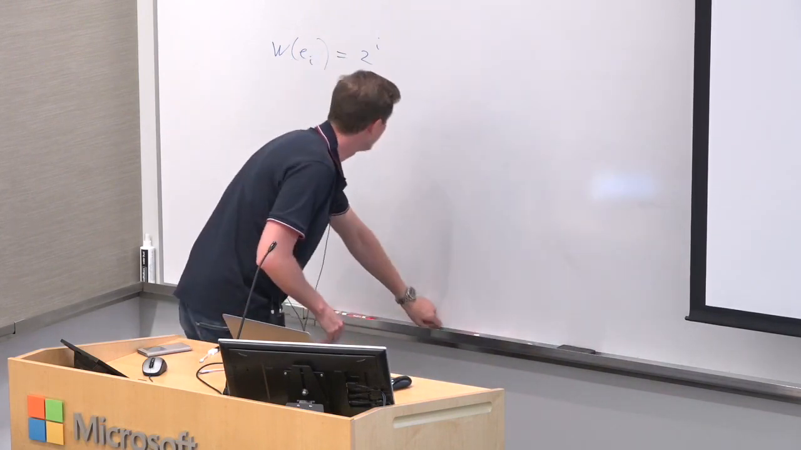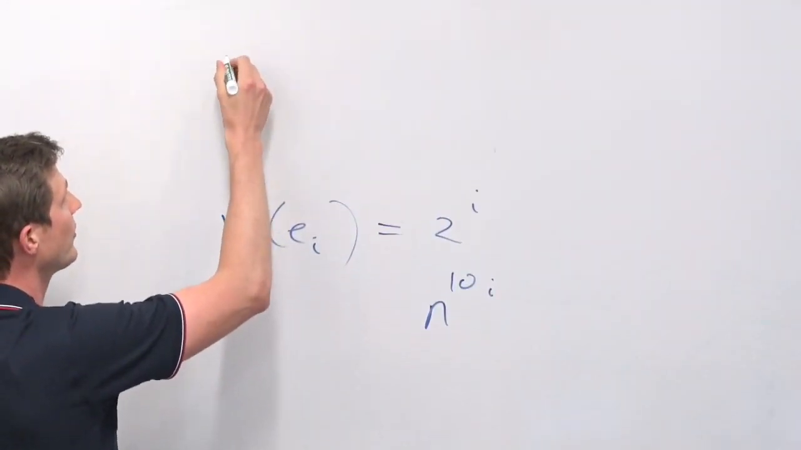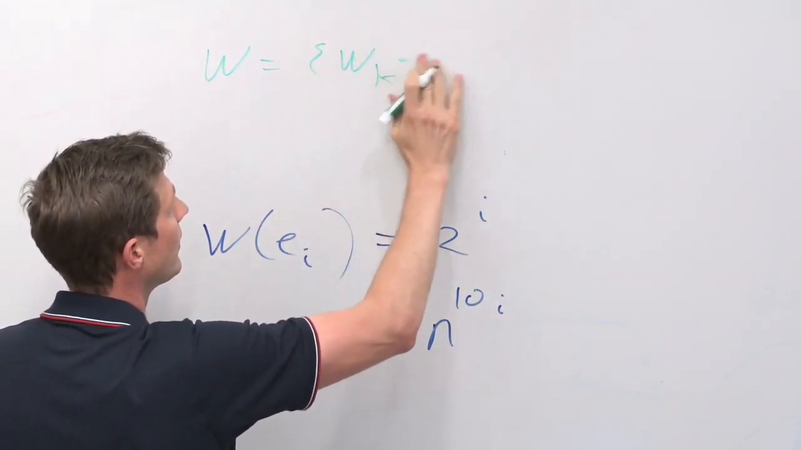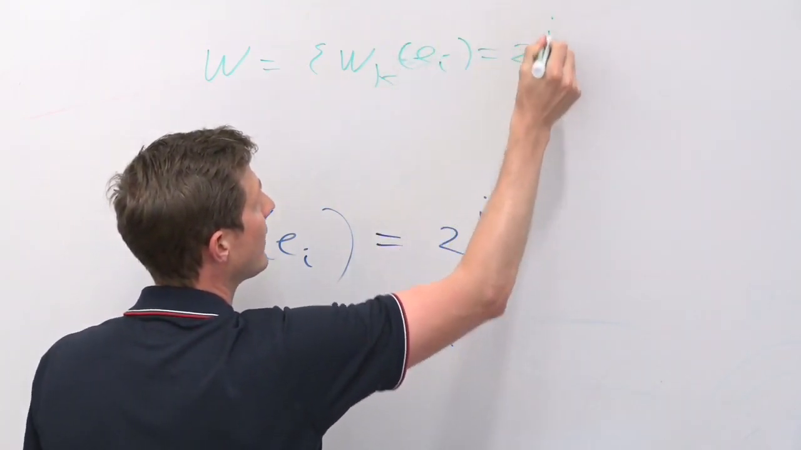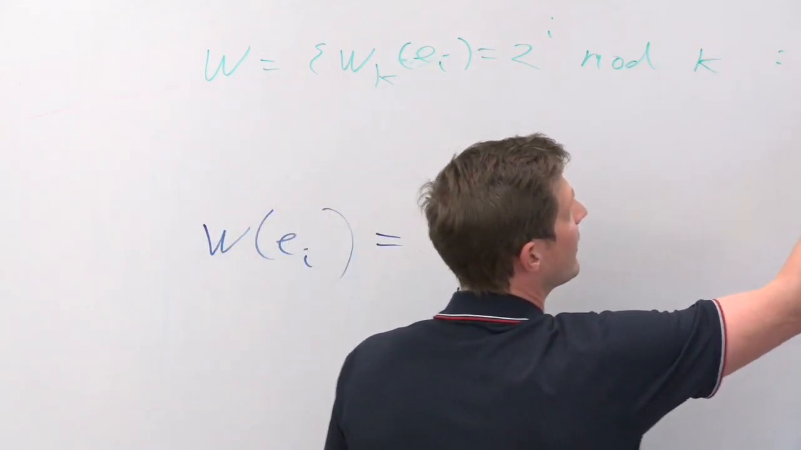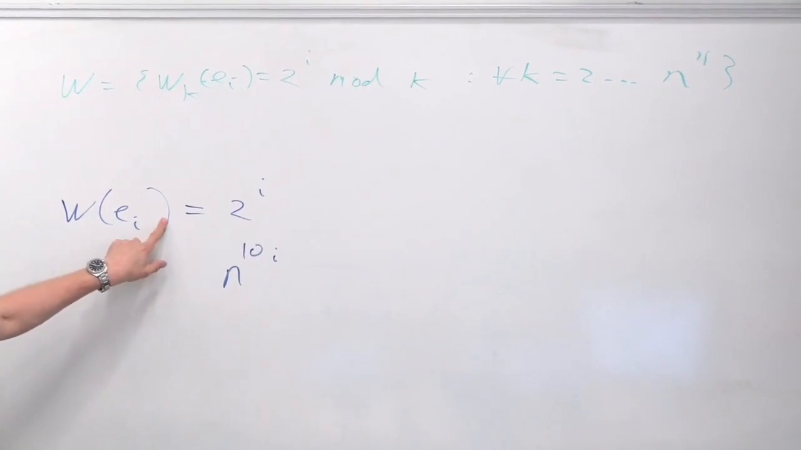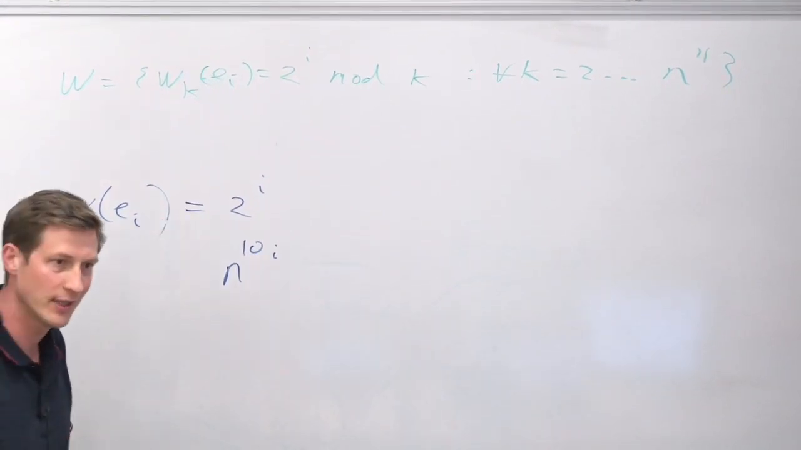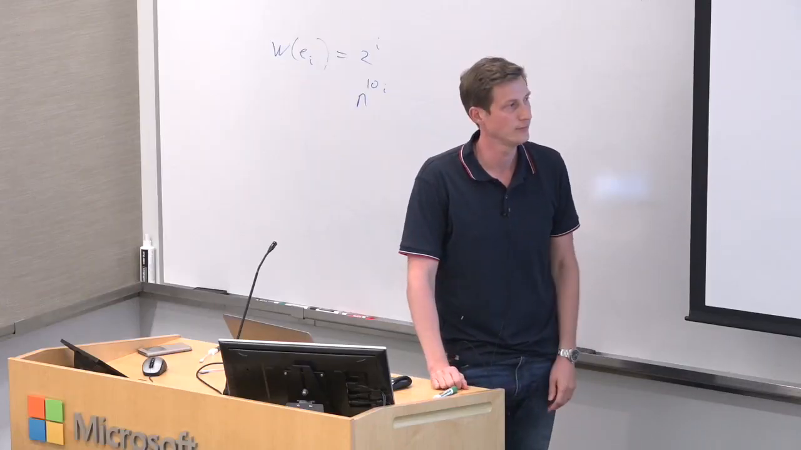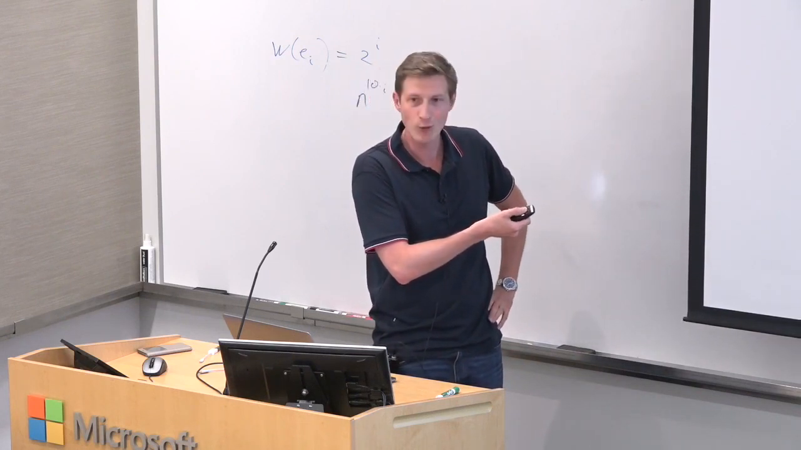Okay. So W is basically you take this weight function, 2 to the power of i, but now W is equal to all the weight functions W_K, where the weight of edge i is equal to 2 to the power of i mod K, for all K up to n to the power of 4, let's say. So I just take this weight function that worked, that was isolating, and I take it mod many numbers. That's my starting weight class. Okay. So this will just come up in some old lemma. We don't need to know why I exactly choose this.